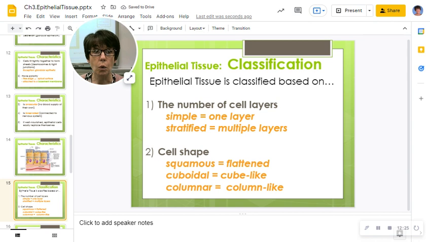All right, so classifying. We've got where they are, what they do, function, and some characteristics of the tissue itself, and now we're going to start the classification part. This is where you're going to want to pay attention so that when we're looking at pictures of tissues underneath the microscope, you know how to name them and classify them.